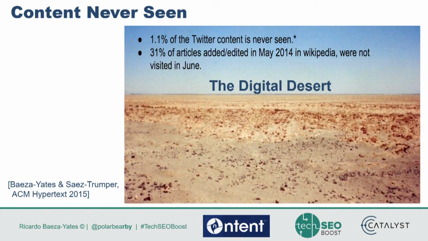So we have 2 numbers here. We look at Wikipedia. We look at everything that changed and was added in 1 month of Wikipedia, and we checked the logs the next month, and 31% of that, no one saw in 1 month. So this will be one measure of the digital desert. It could be up to 30% in a website.